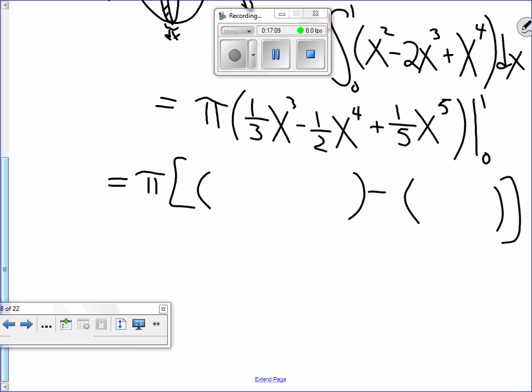So we're going to plug in the 1 first, right? The upper limit. Okay, what's the first term going to be? 1/3, right, 1/3 times 1 cubed. Next term, minus 1/2, plus 1/5. And then we have to plug the lower limit into our antiderivative. No, it's all going to be 0.